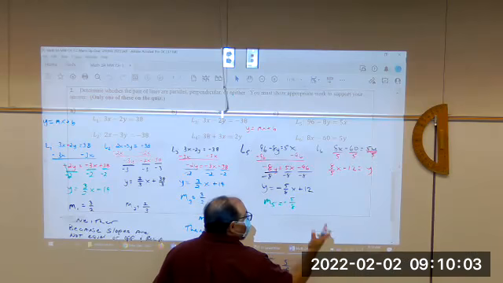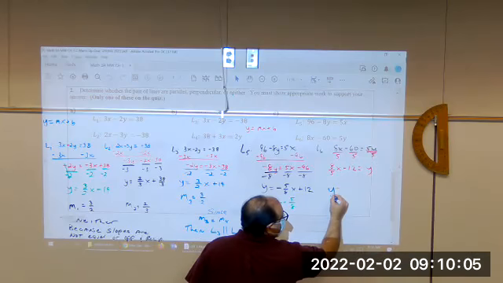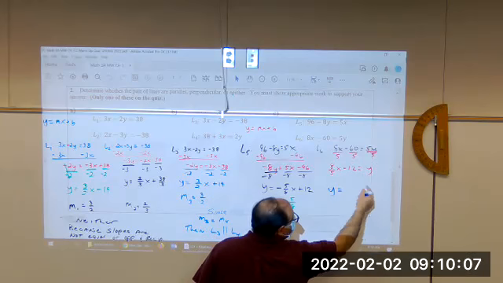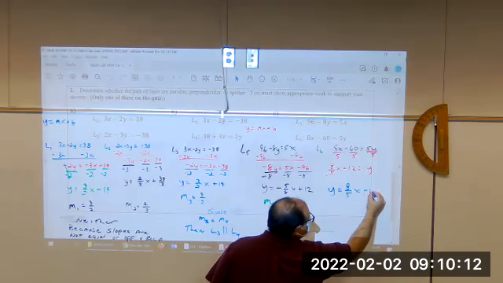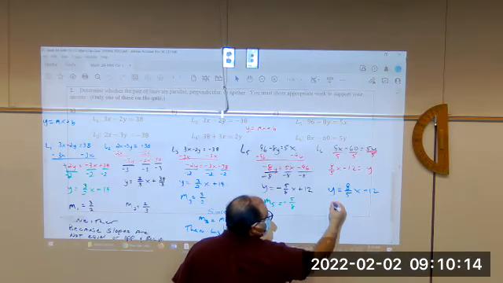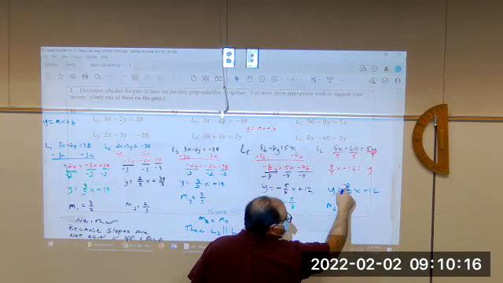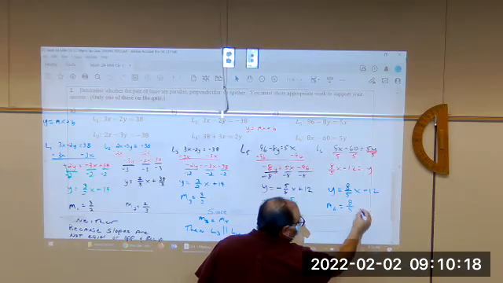Now we prefer to see y equals mx plus b, so put y on this side. On the right side, 8/5 x and then minus 12. And the slope of line 6 is +8/5.